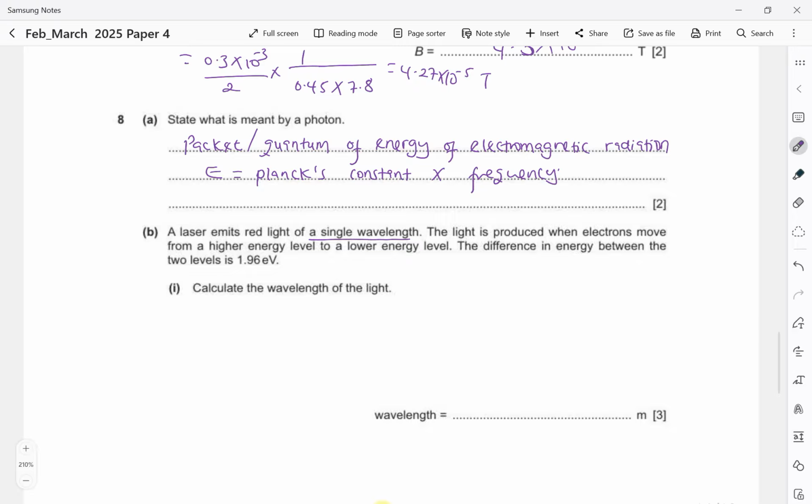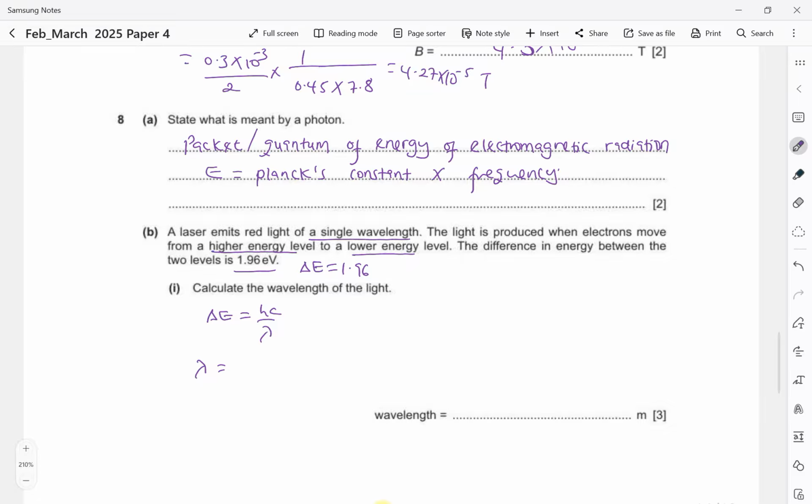Light is produced when electrons move from a higher energy level to a lower energy level. That is a transition. The difference in energy between the two levels is 1.96 electron volts. So that means the change in the energy is 1.96. Calculate the wavelength of the light emitted. So the change in the energy levels is equal to hc over the wavelength.